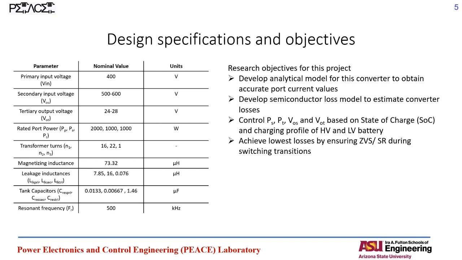Finally, we want to control the powers and the voltages at the two different ports based on the requirement. That is the requirement of the state of charge and the charging profile of the HV and the LV battery. And we want to achieve all of this keeping in mind that we want to maximize the efficiency of the converter as high as possible in all the scenarios. So that would be another constraint while developing the model as well.